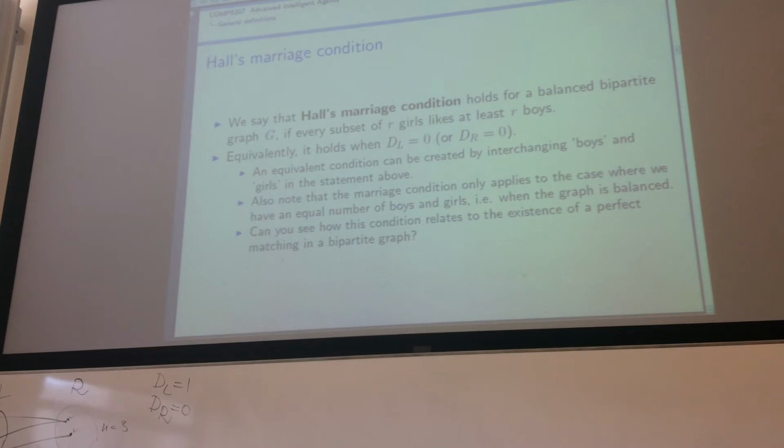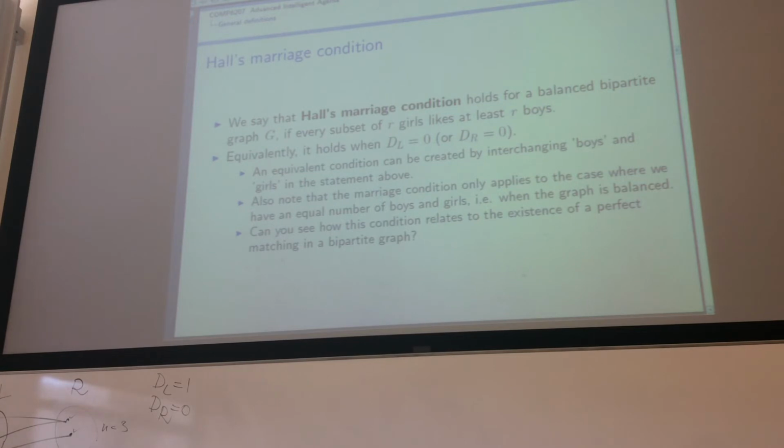Now, an equivalent formulation of that: the deficiency of the left-hand side should be 0. And same for the right-hand side. Okay. We can, of course, rename boys and girls. It doesn't matter whether we start with the left-hand side or the right-hand side. And this condition only applies to the case where we have, once again, an equal number of boys and girls, because otherwise the question about complete matching would not matter. So the graph must be balanced.